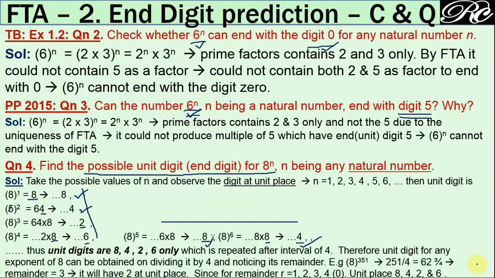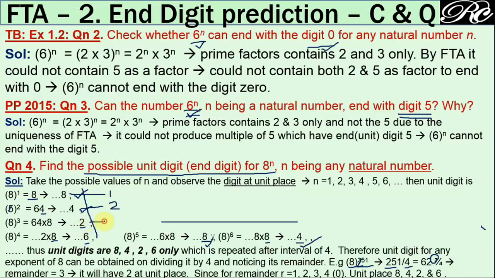If we take 8 to the power 251, we take 251 divided by 4. Why 4? Because the periodicity is 4. We will get 62 and 3 as the remainder. So taking this remainder 3, you have to count for 3. If r is equal to 1, it will be 8 for 1. If r is coming as 2, it will be 4.